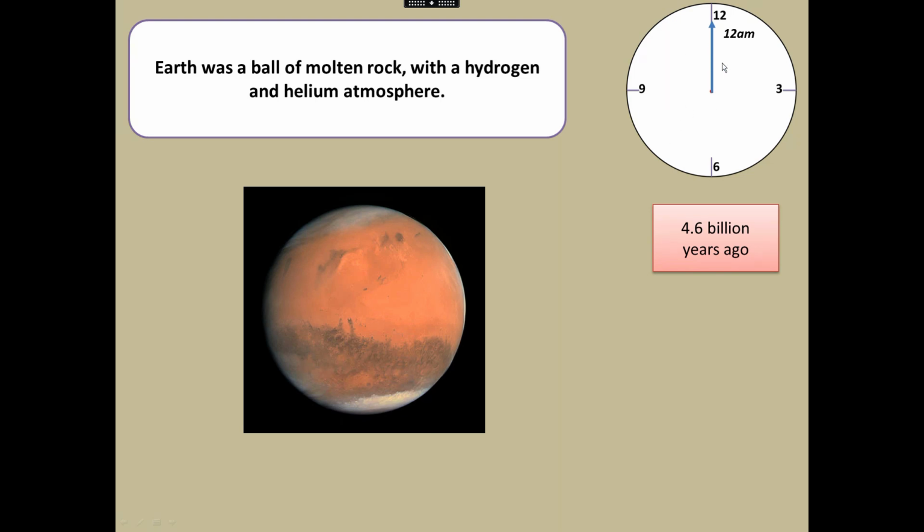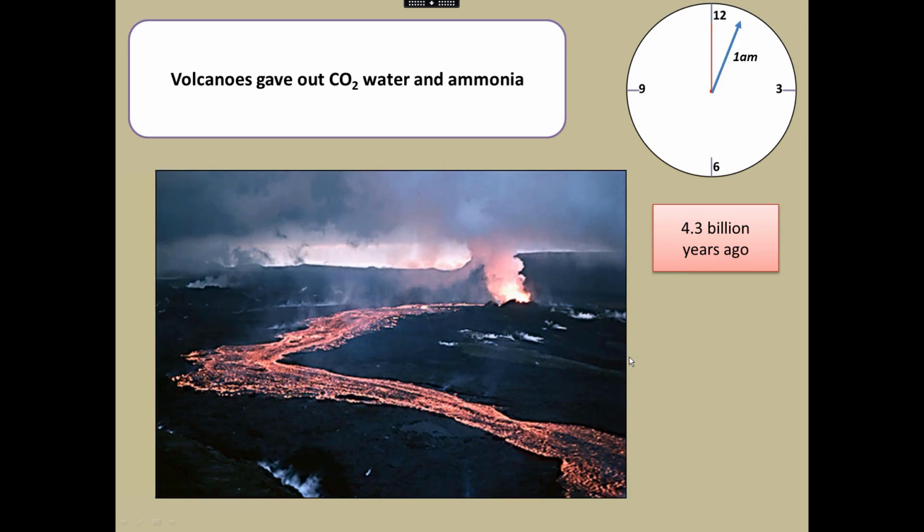Right, so we're going to put these times into a clock as if the Earth's history was a day. So imagine a 24-hour day. This clock is going to go around twice. So 12 a.m. to 12 midday and then 12 midday to 12 midnight. So 12 a.m. on our clock is 4.6 billion years ago. Earth was a ball of molten rock with a hydrogen and helium atmosphere.